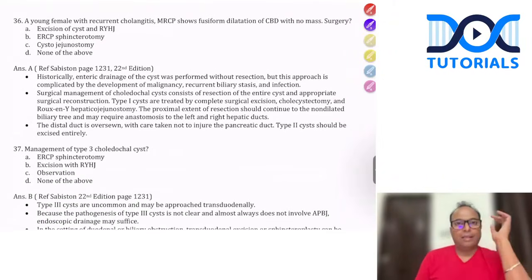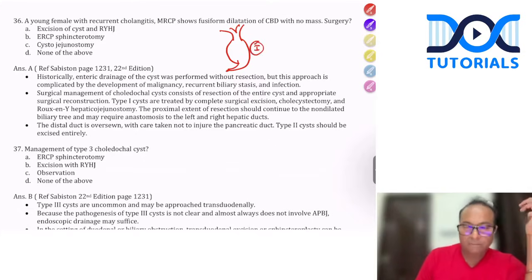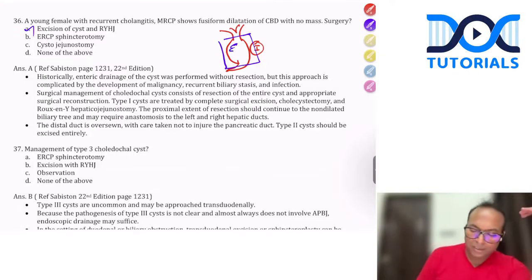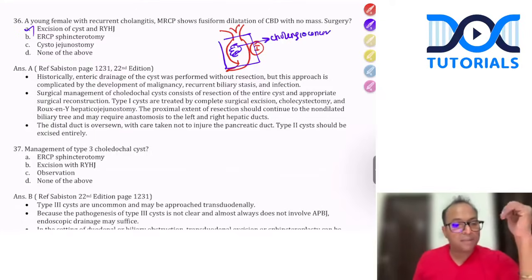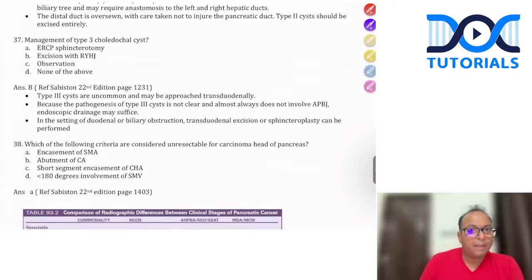Young female with recurrent cholangitis, MRCP shows a fusiform dilatation of the bile duct, type 1 choledochal cyst. What is the treatment? No doubt it's a PG level question. We should resect the cyst and do a hepaticojejunostomy. So type 1 cyst should be resected and a hepaticojejunostomy done because of the risk of cholangiocarcinoma in this cyst. Cholangiocarcinoma can happen in this cyst. Therefore, you should resect it and do a hepaticojejunostomy.